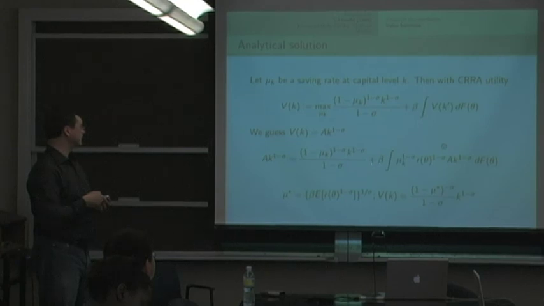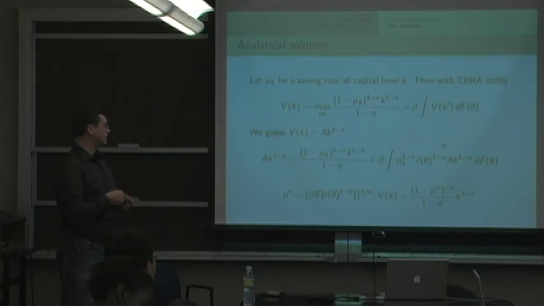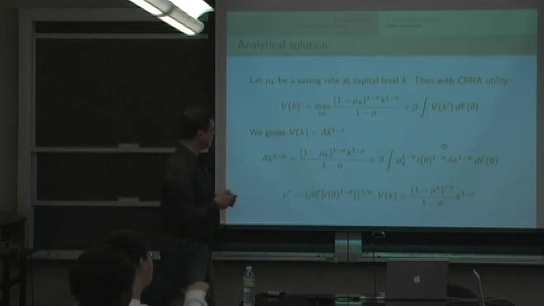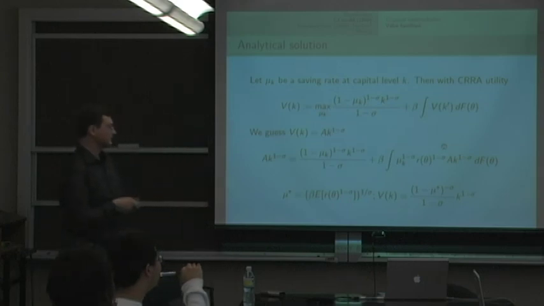It simplifies a lot, and finally you get the optimal savings for those people, which doesn't depend on the level of capital. So the savings are constant no matter how wealthy you are. And here's the value function. So we totally got this. And the value function looks basically like a square root. It's like this kind of function.